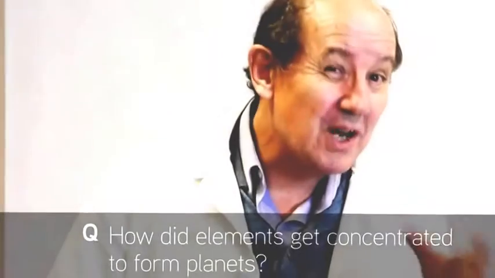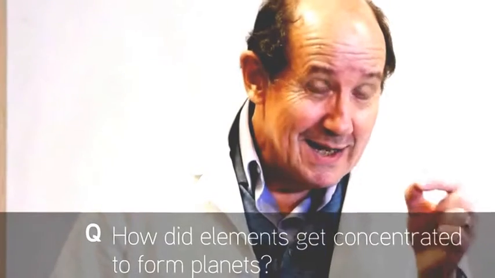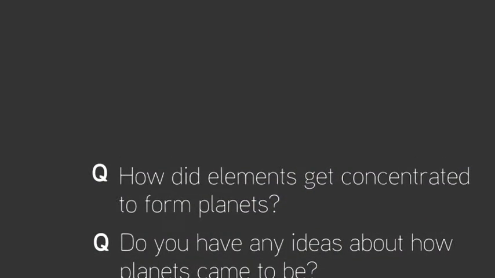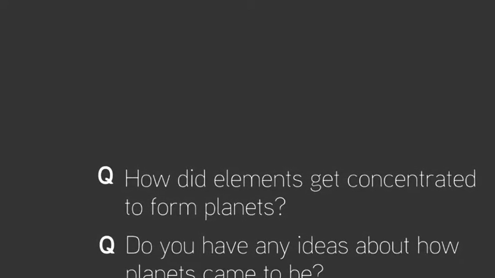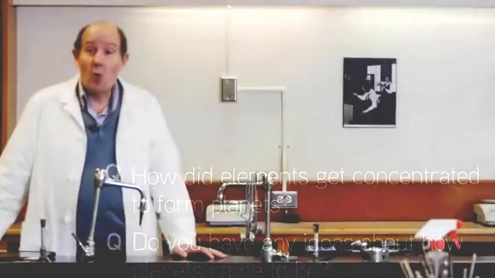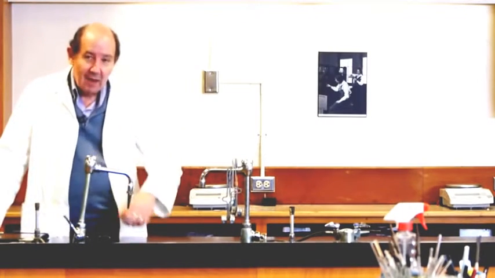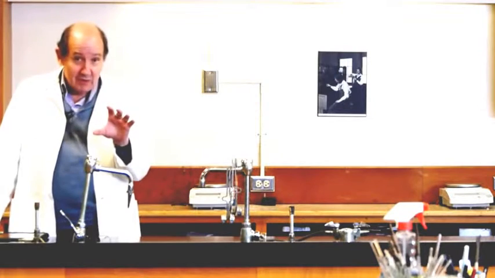So how did they get concentrated like this to form planets and bodies like that? Now, before I give my answer, I'd like to ask if you have any ideas about how that might have happened. To answer these questions, we must think about chemistry. Now, chemistry is all about how different elements link up, how their atoms link up to form what we call molecules. How atoms link up depends very much on the arrangement of their electrons.